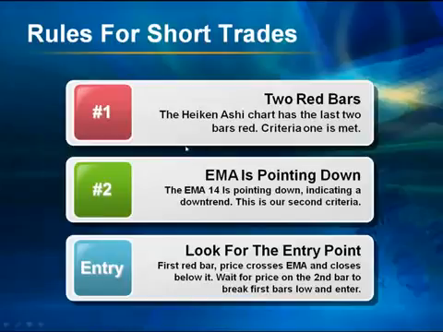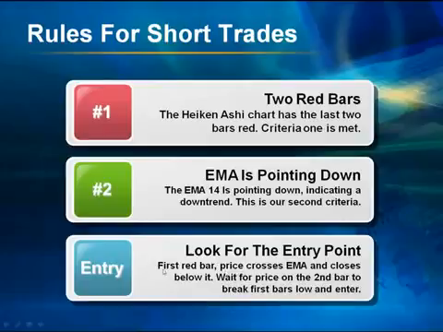When we're looking at the charts, the rules are for finding an entry point. We need to look to find two red bars. So the Heiken Ashi chart has the last two bars as red. That is criteria 1. If we've established that criteria is met, then we look for the EMA 14 to be pointing down, and that's our second criteria. So if both of those criteria are met, we then look for the right entry point.